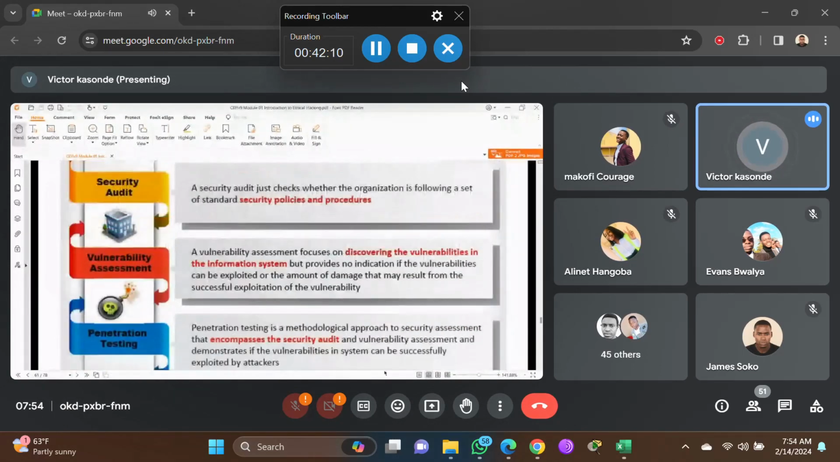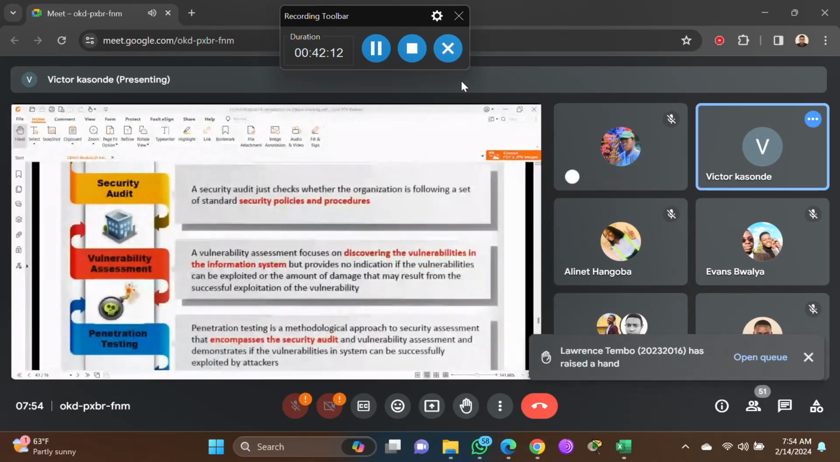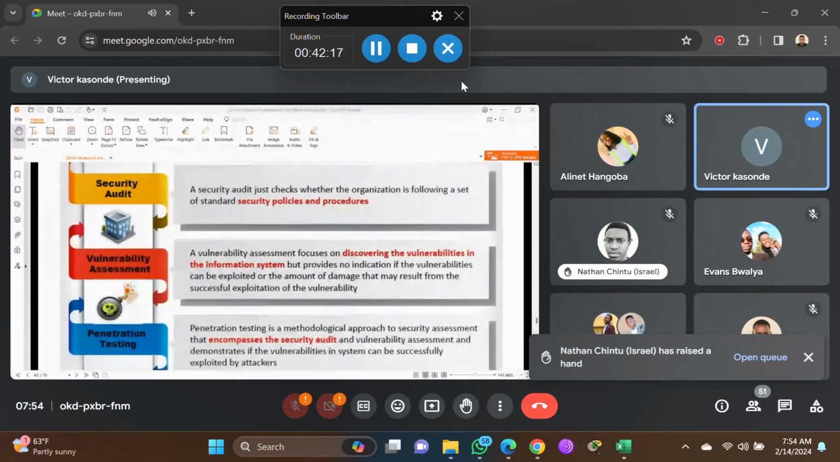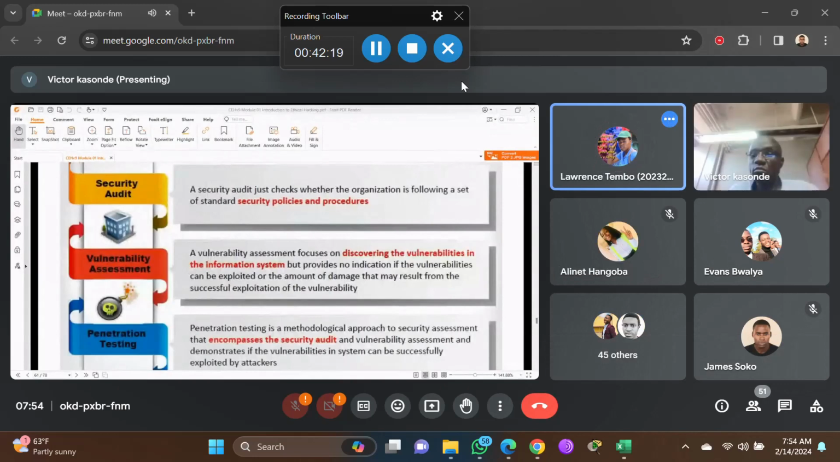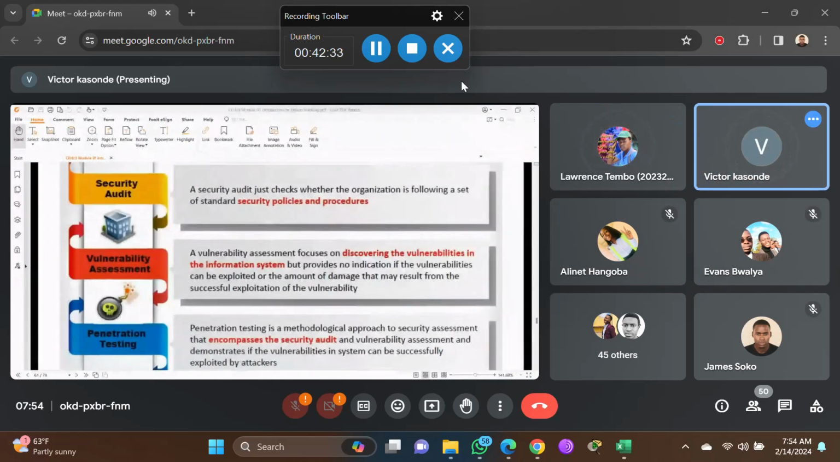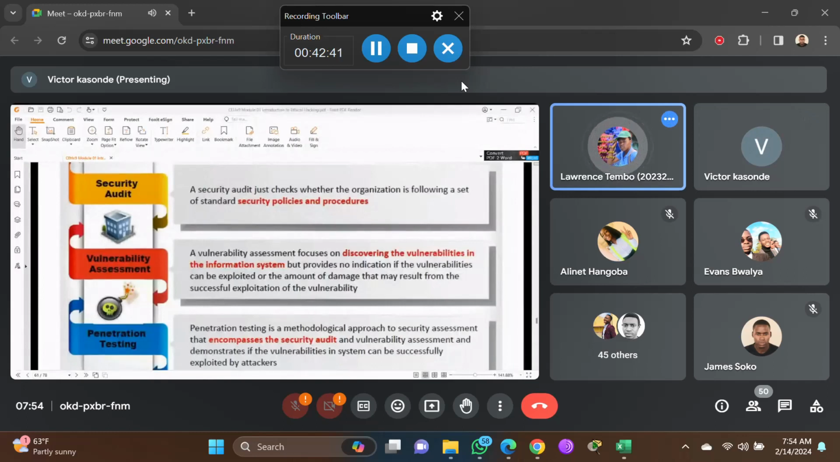Any questions? Yes, Barolens. Yes, sir. Can you clarify on the vulnerability where it says, but provides no indication if the vulnerabilities can be exploited? That sentence. Which one?